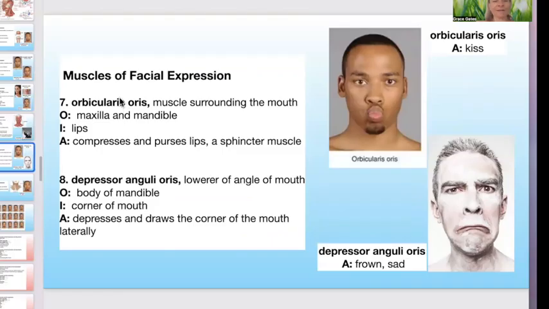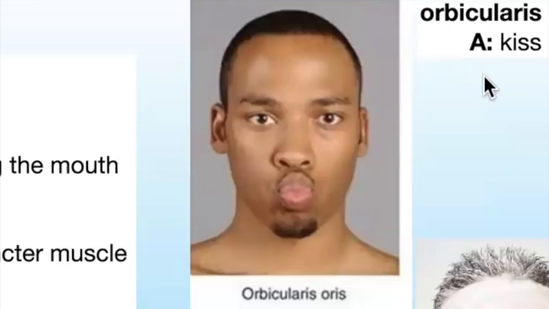The orbicularis oris is the muscle surrounding the mouth. It originates on the maxilla and the mandible. It inserts on the lips, and the action is to compress and purse the lips. It is a sphincter muscle. And if we look over here, suppose that you can interpret the picture as showing a facial expression of a kiss.